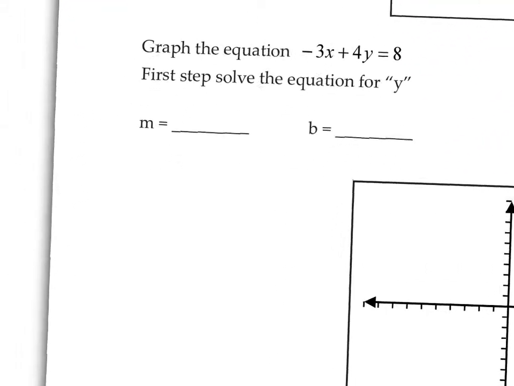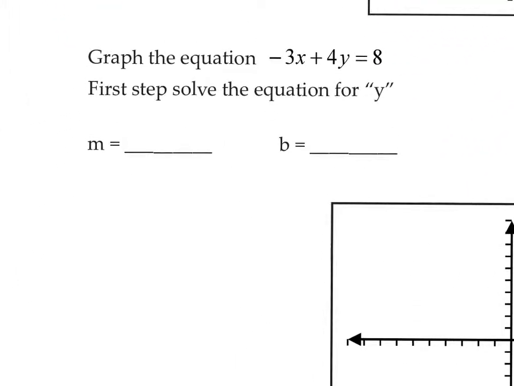All right, here we have another equation, negative 3x plus 4y equals 8. Now, we would like to be able to do this using the slope and the y-intercept. However, this equation is not solved for y. Slope-intercept form is y equals mx plus b. The y has to be isolated, and in this equation, it's not.